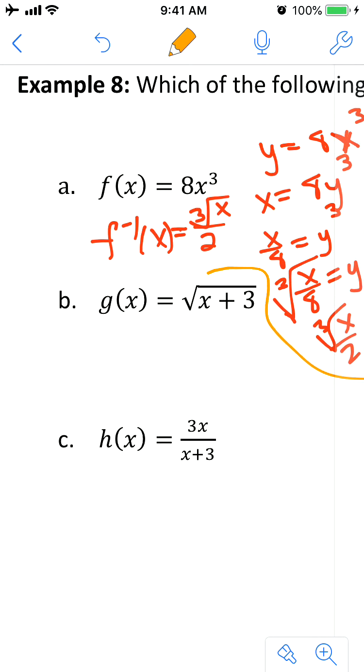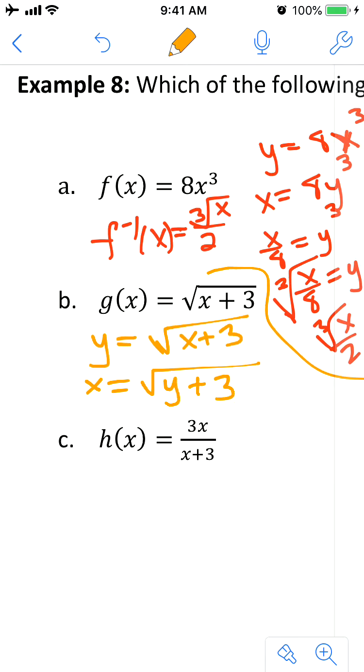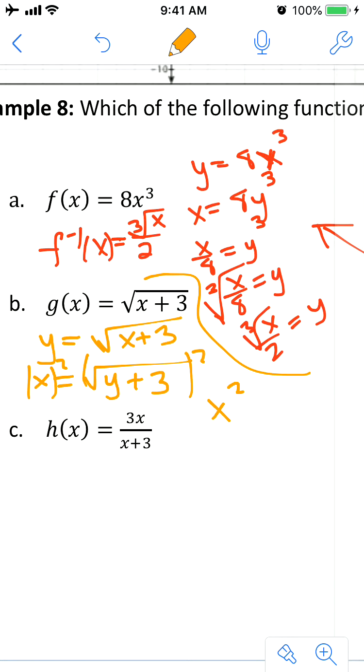Alright, we have the square root of x plus 3. So I'm going to change that to y. And then I'm going to invert. Right? Invert. And then I'm going to solve it. So now, how do you get rid of a square root? Interesting. We've been given a lot of squares today. We haven't been given a lot of square roots, but it's the same process. Just square it. Right? It's the same duo, the same two. So we end up with x squared equals y plus 3. And now we get y by itself by doing x squared minus 3 equals y.